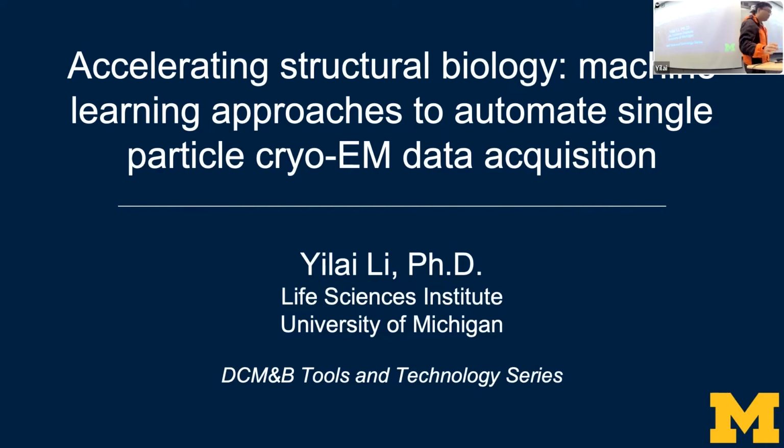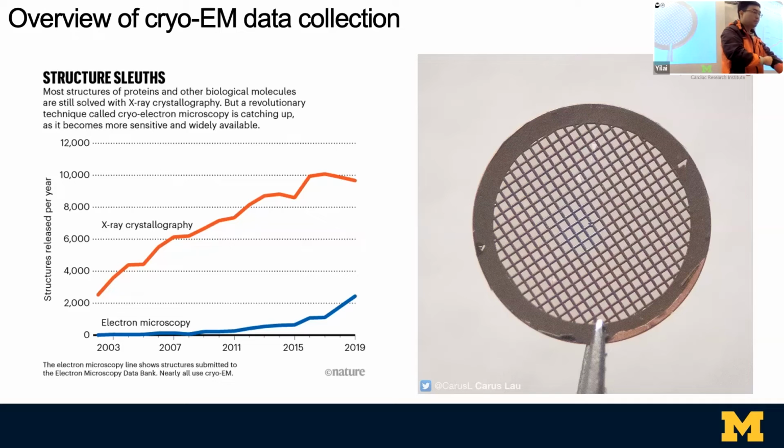So hello, everyone. I'm going to share a story about accelerating structural biology with machine learning approaches to automate single particle cryo-EM data acquisition. The framework is a combination of CNN and reinforcement learning to help the microscope steer to the good areas, to automate the process and also to achieve higher efficiency.